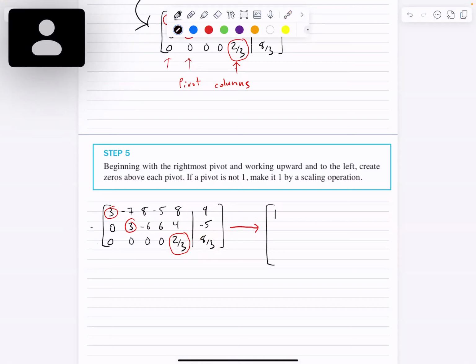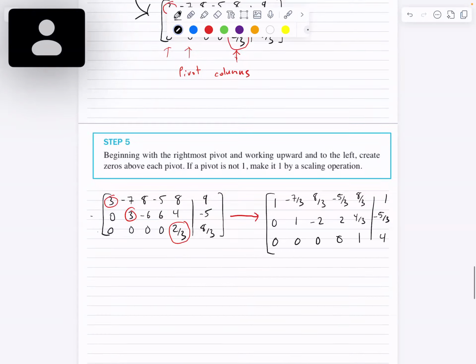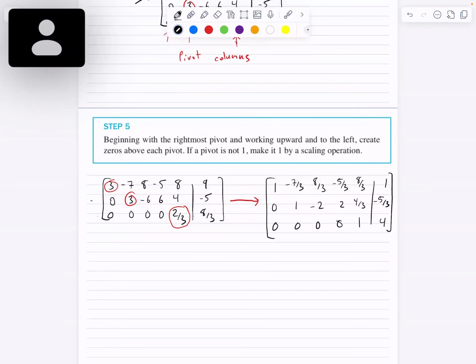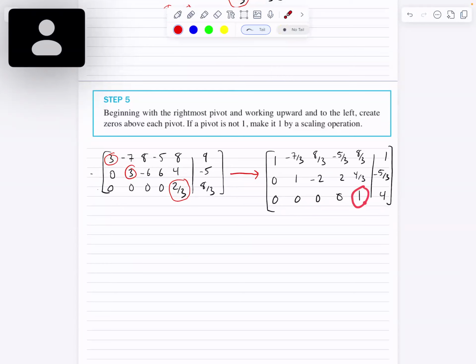So this gives me a 1, -7/3, 8/3, -5/3, 8/3, 1, 0, 1, -2, 2, 4/3, -5/3. And this will be 0, 0, 0, 0, 1. And then 3 halves will be, I think that's 4. And so this is not quite the reduced echelon form. I now need to take this and make those zeros and take this and make that a 0.